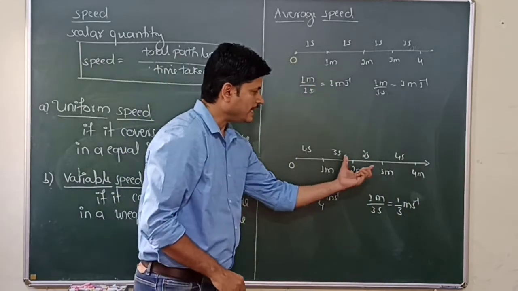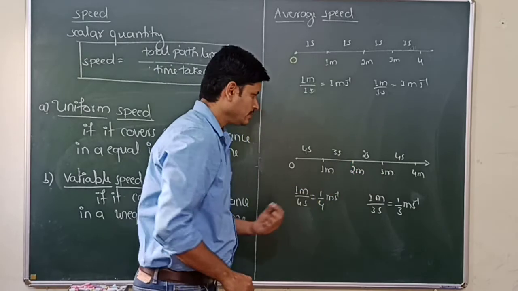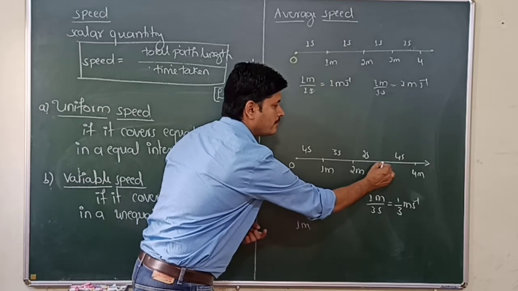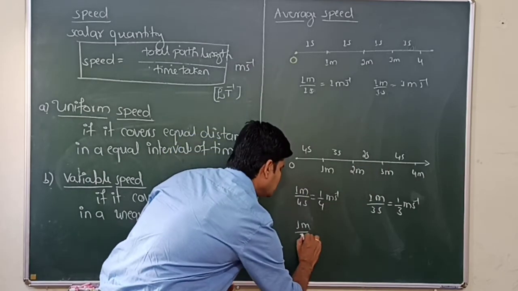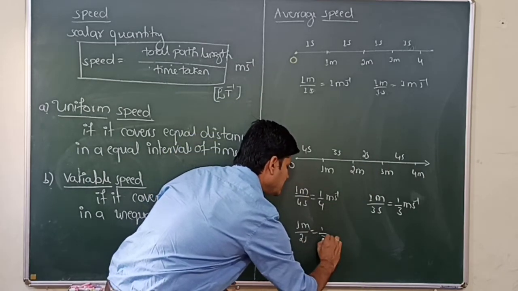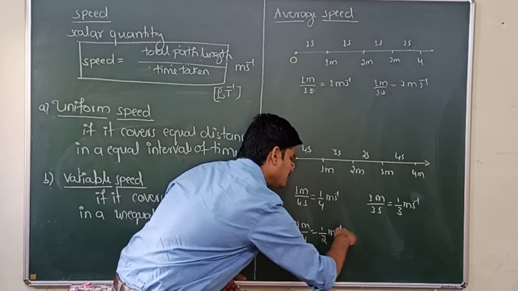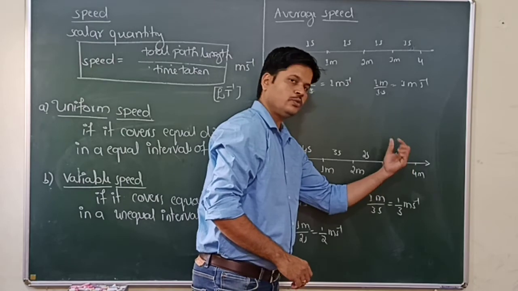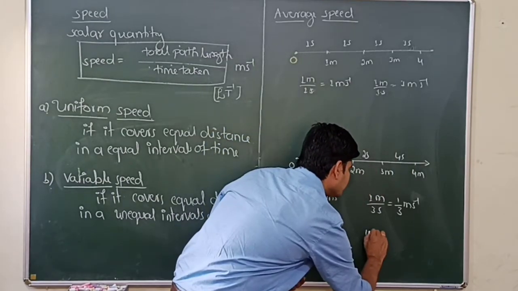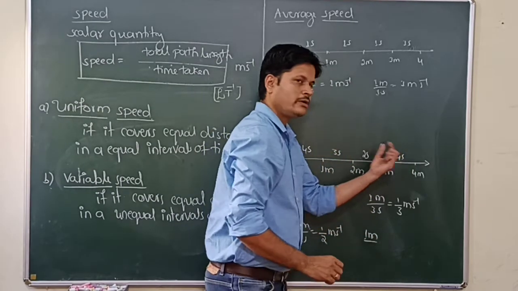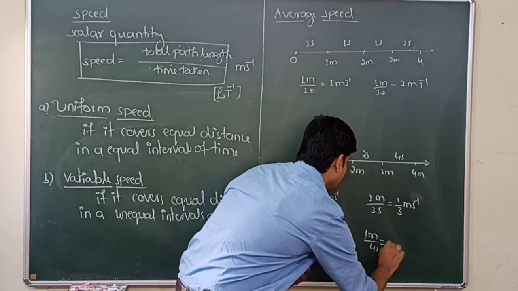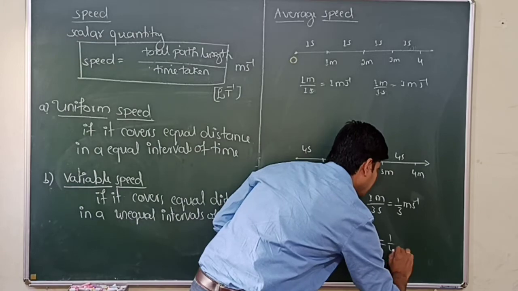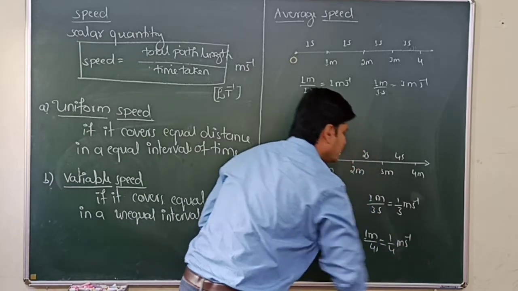Right? Similarly, look at the third one. It covers 1 meter only from here to here, but it takes 2 seconds, that is 1 divided by 2 meter per second. Look at the last one. It covers 1 meter only, but it takes 4 seconds. Then it is 1 divided by 4 meter per second.